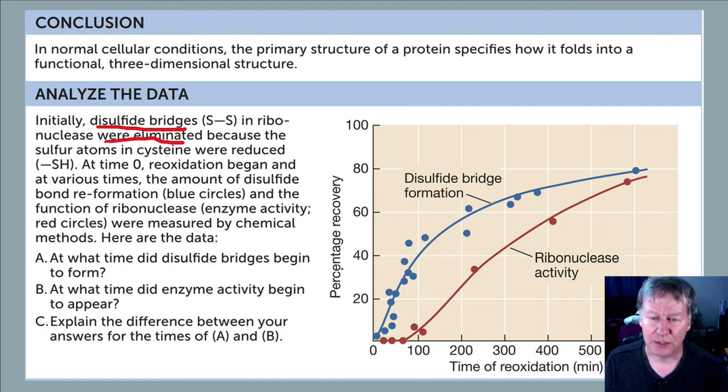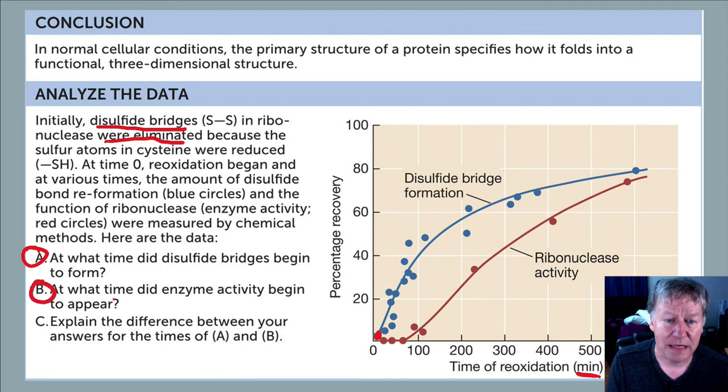We're looking at two things. When did disulfide bridges start to form again, or did they? And second, when did the enzyme start working again? So let's look at A. At what time did disulfide bridges begin to form? Well, if we look at this, our first one forms again right here. This is in minutes. We're talking probably in the first 5, maybe 10 minutes, we start getting disulfide bridges. And as you can see, as we go up the curve, more and more of them form.